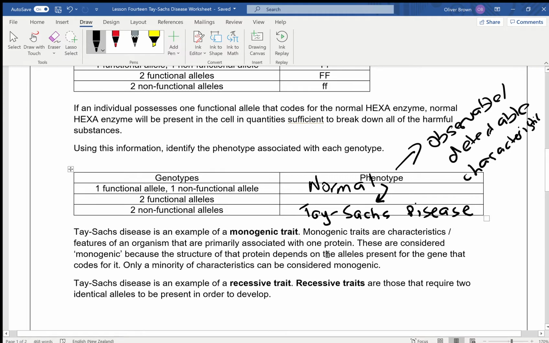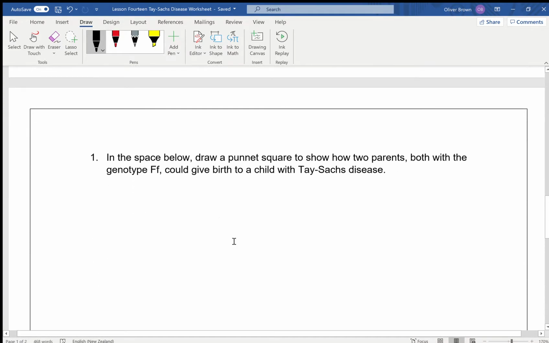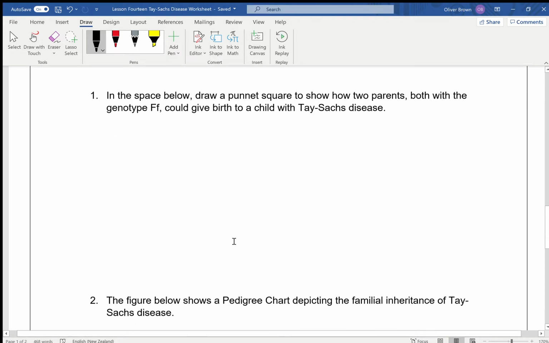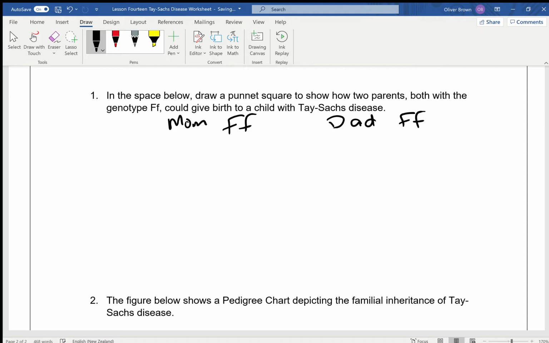Okay, we're now going to move on to the second page of the worksheet. In the space below, draw a Punnett square to show how two parents, both with the genotype Ff, big F, little f, could give birth to a child with Tay-Sachs disease. So, if the mum has the genotype Ff and the dad has the genotype Ff, the first thing you should be thinking about is what is the genotype of their gametes going to be. And so mum obviously produces egg cells, dad produces sperm cells.